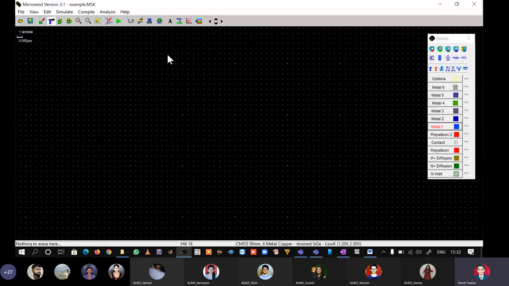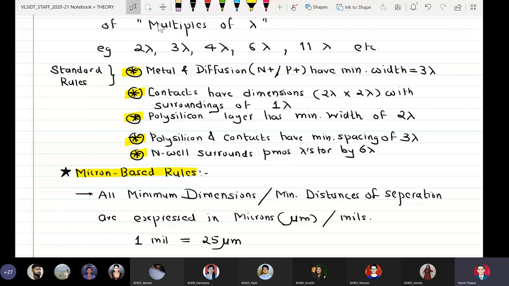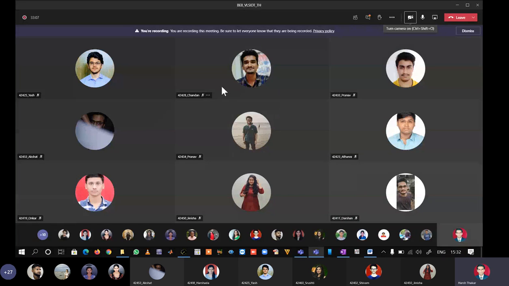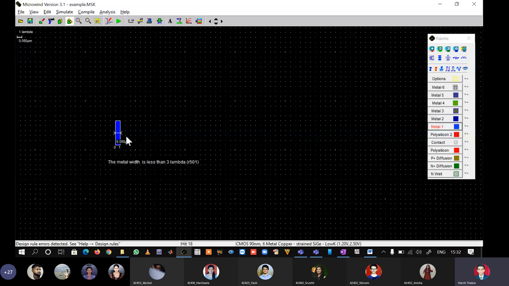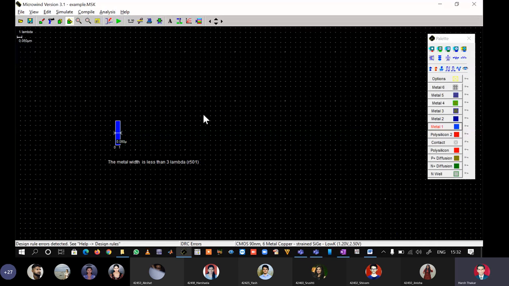So what we will do, we will take metal 1 and just draw a small strip here. Okay, so now I have drawn metal 1. It has a certain width. Now when I run DRC, it tells me the metal width is less than 3 lambda, which goes to prove that this is the standard rule, that metal and diffusion should have a minimum width of 3 lambda. When I drew a metal layer and immediately ran DRC, it said the metal width is less than 3 lambda.